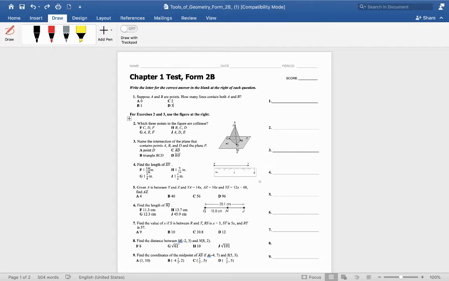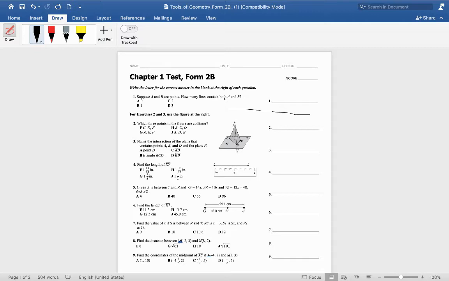All right, so given A is between Y and Z, and YA equals 14x, AZ equals 10x, and YZ equals 12x plus 48, find AZ. All right, so this is really hard to even just think about, but I'm going to go ahead and draw it for you guys. My drawing skills aren't great here, but we'll roll with it.